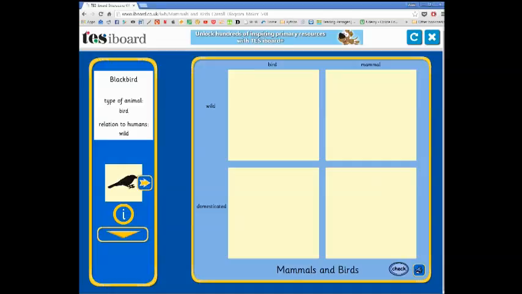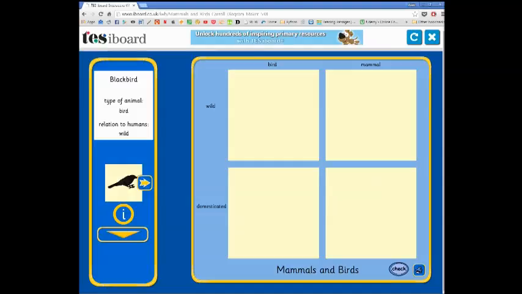So do this with me. I'll show you. We'll do the first one together. Over here is the blackbird. Okay, actually there's a picture down here, but it's called the blackbird. And the blackbird has two features. It's got a type of animal. Well, it's a bird. And it's got a relationship to human beings. It's wild. You cannot train a blackbird to do things.